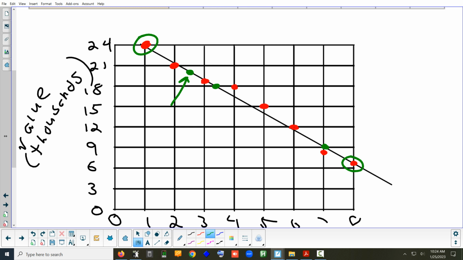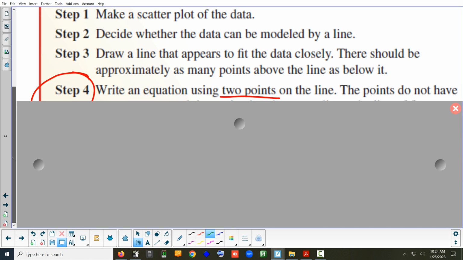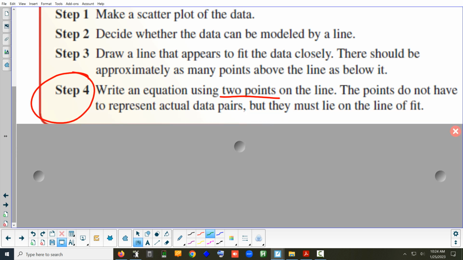So either look for a red dot that's already on the line, or look for a spot where the line crosses right where the grid meets. Like, that's a good one, because I can easily tell it's 7, 9. Okay, try to find an easy point. But remember, the points don't have to represent actual data pairs. They just have to be on the line.